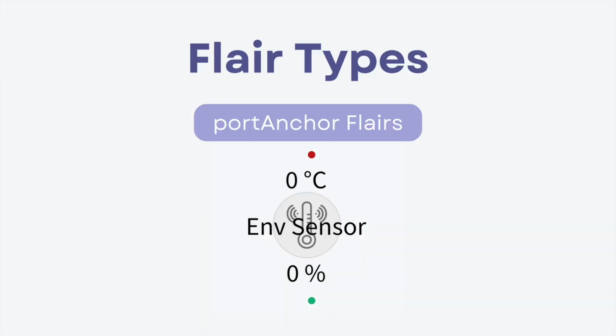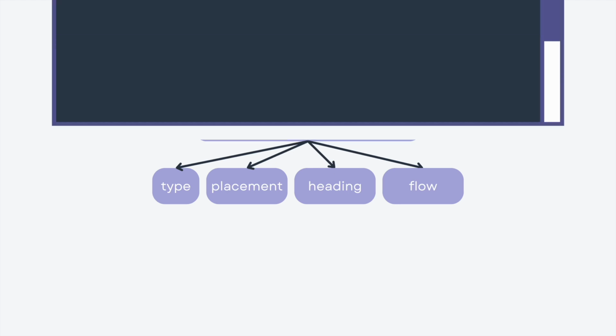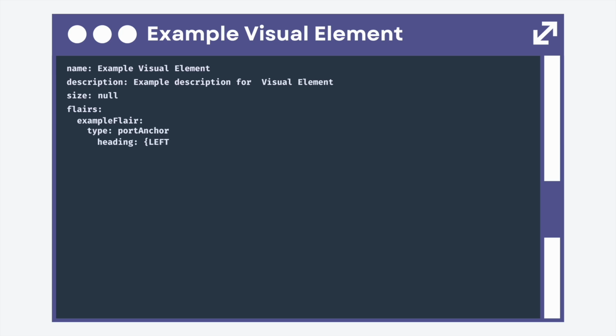A port anchor corresponds to the visual placement point of a port. These port anchors are typically used when a component has ports and need to be connected using connectors. The heading field allows you to align the port on the right, left, top, or bottom of the visual. The flow field defines whether the port is an inlet or an outlet.